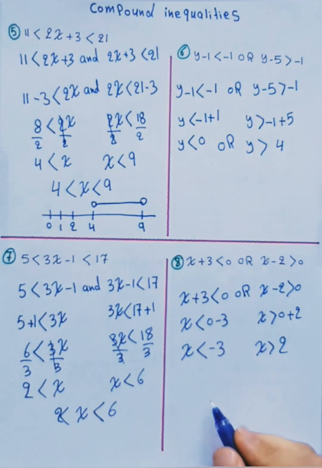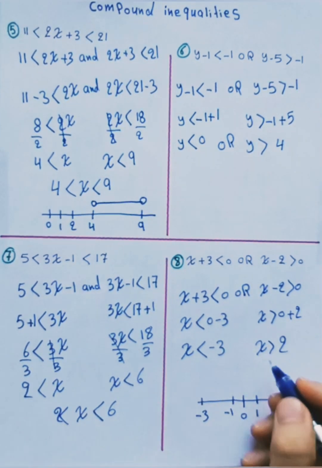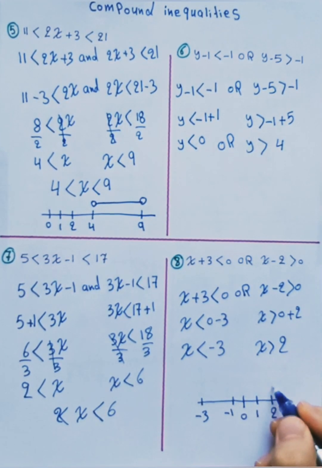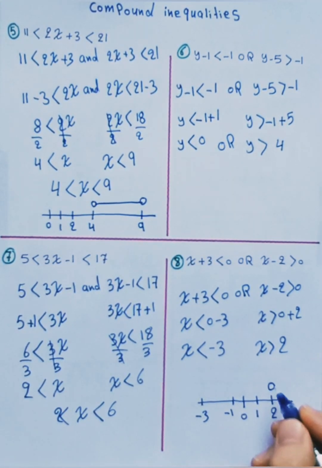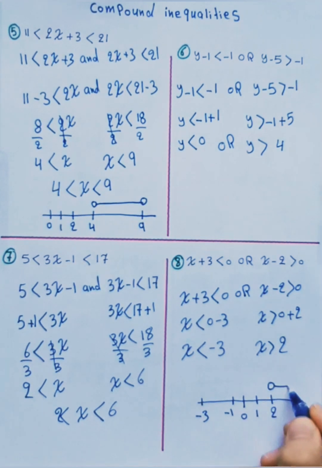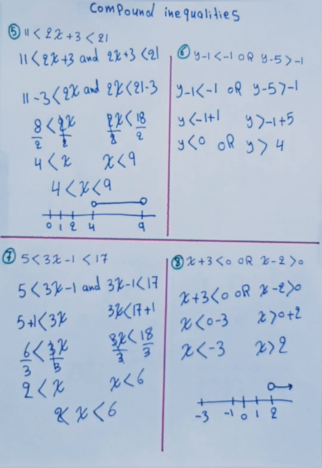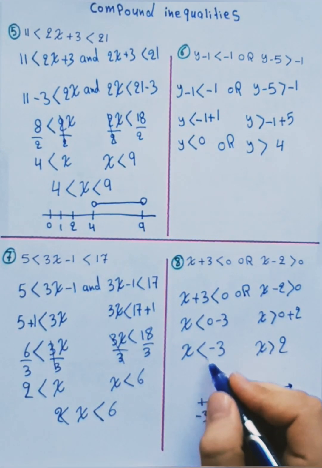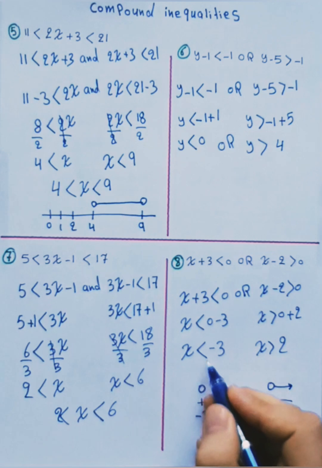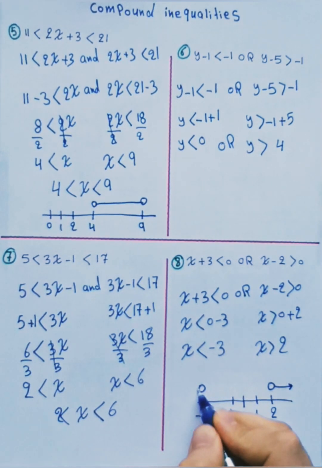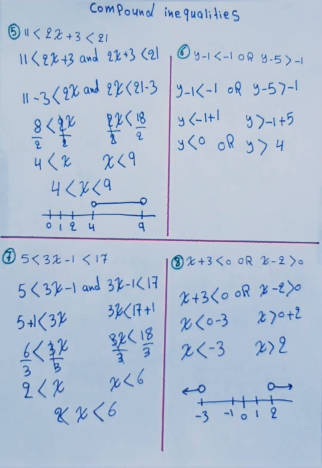And when we graph, the value of x is greater than 2, so you have to draw a small circle, and this circle should be open, and x is greater than 2, so the values of x should go to the right side. And then x is less than -3, you have to draw an open circle, and x is less than -3, so the values of x should go to the left side.